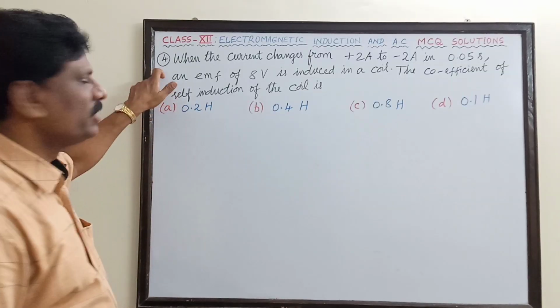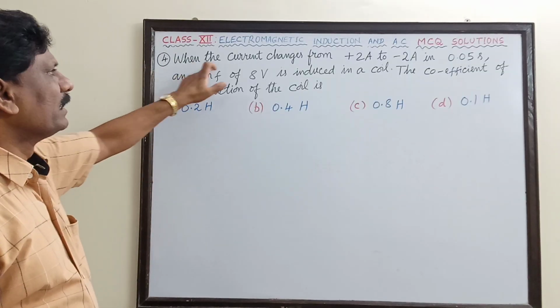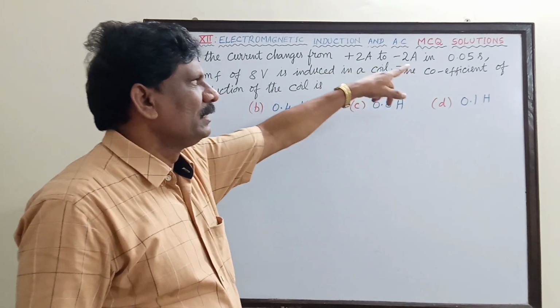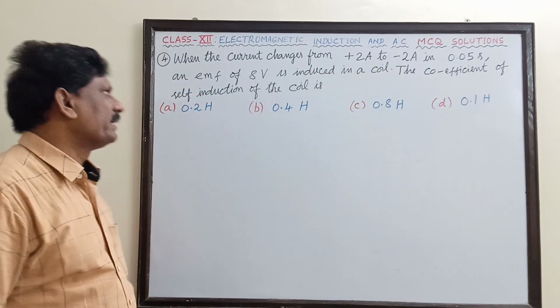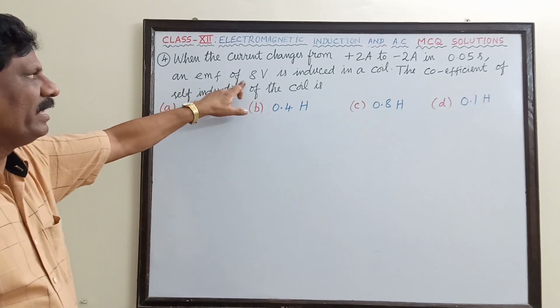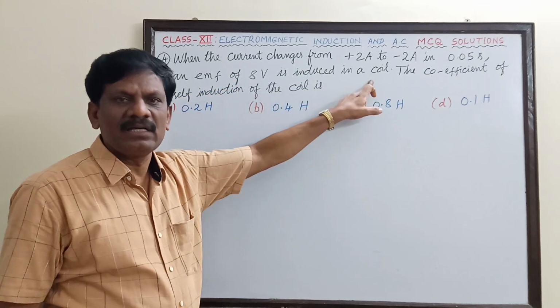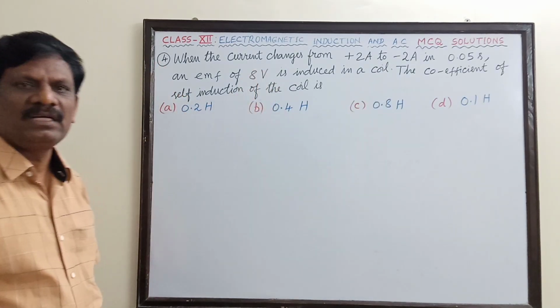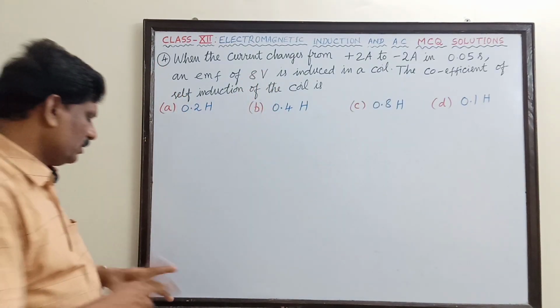Hi students, MCQ number 4. When the current changes from plus 2 ampere to minus 2 ampere in 0.05 second, an EMF of 8 volt is induced in a coil. The coefficient of self-induction of the coil has to be found.